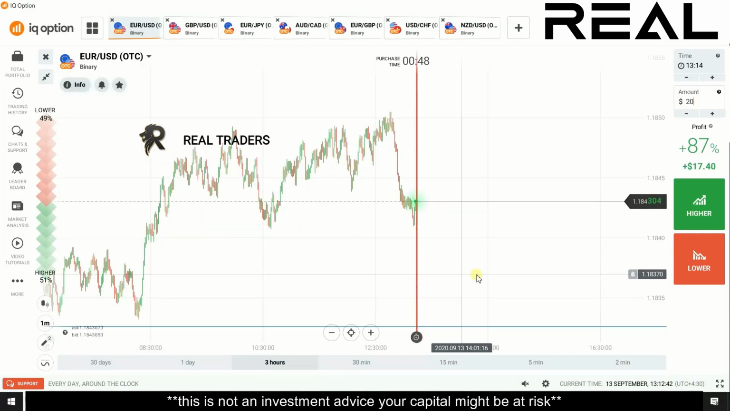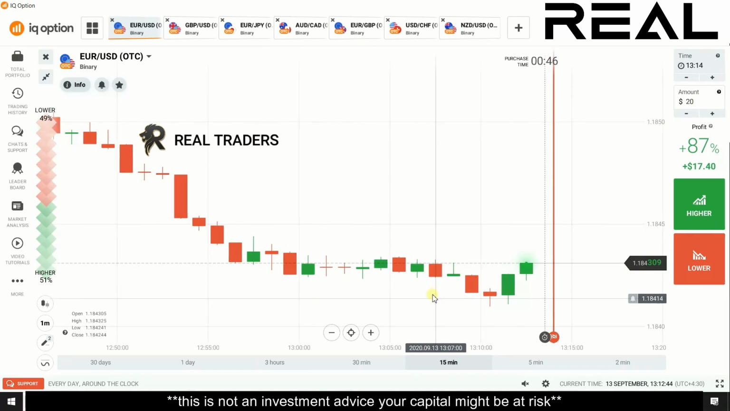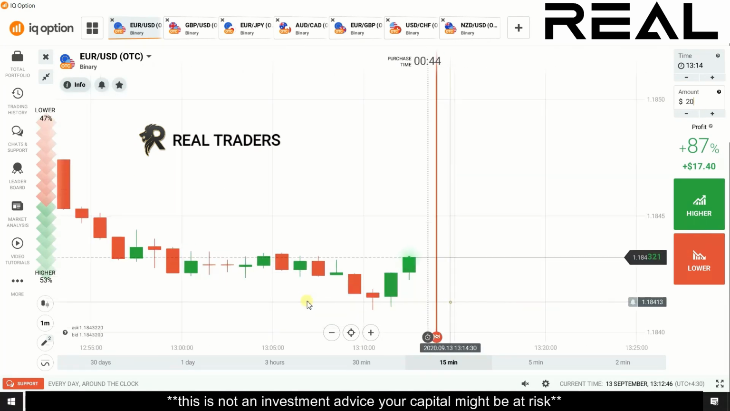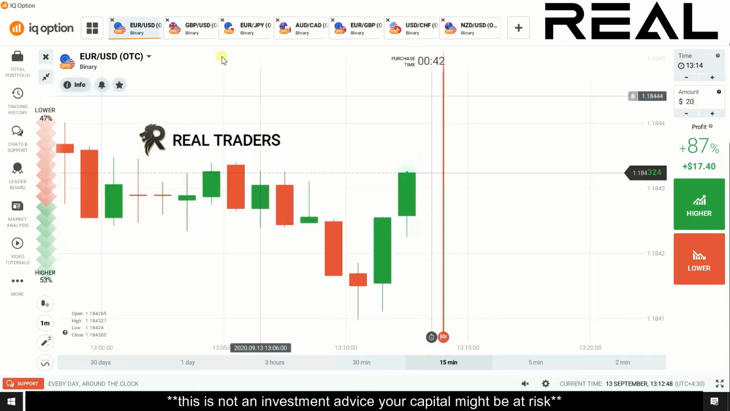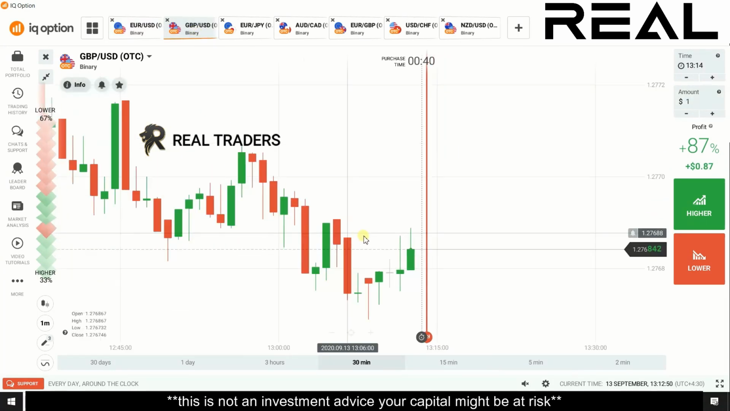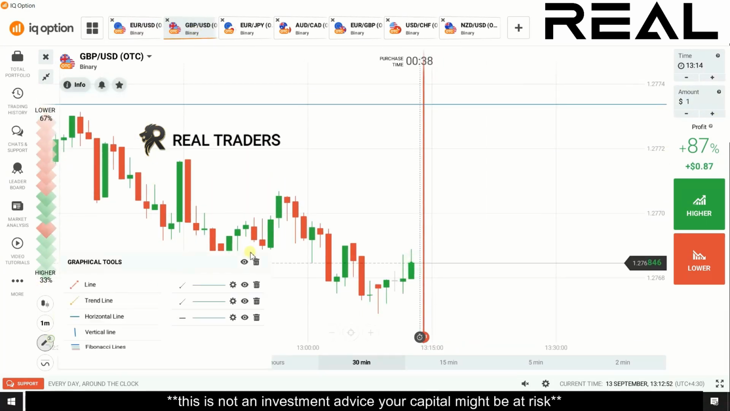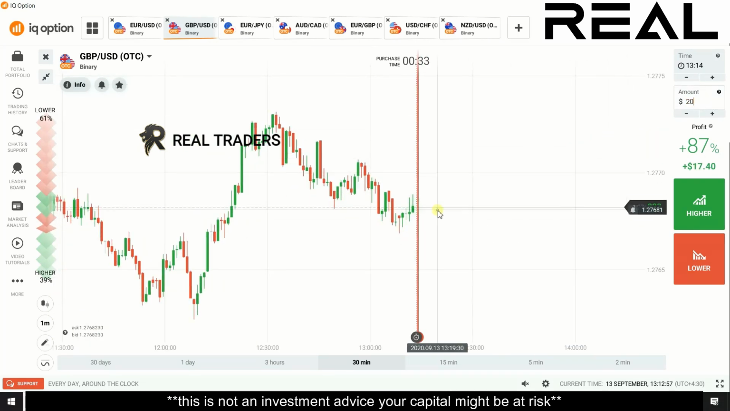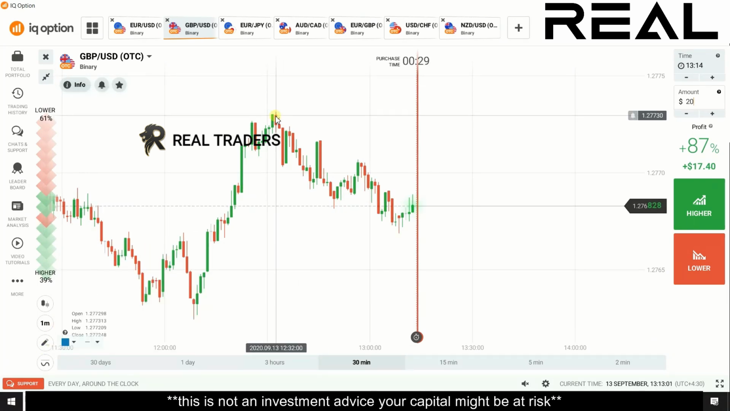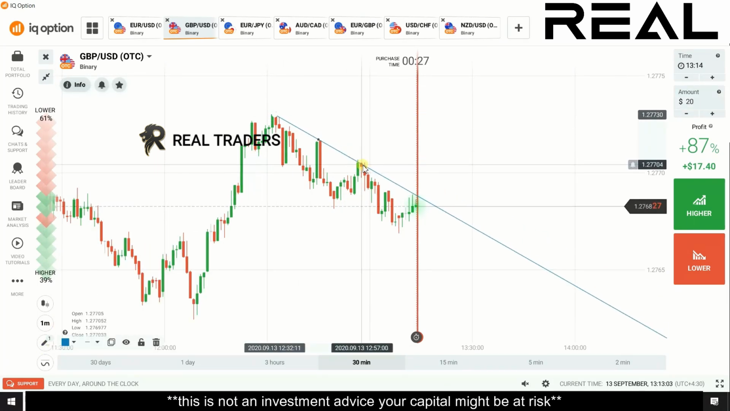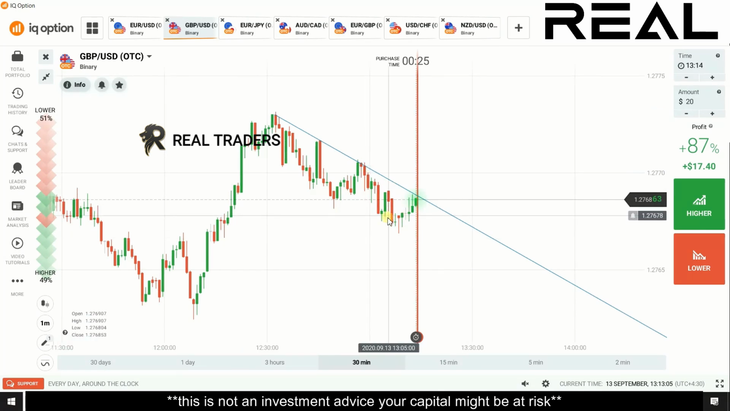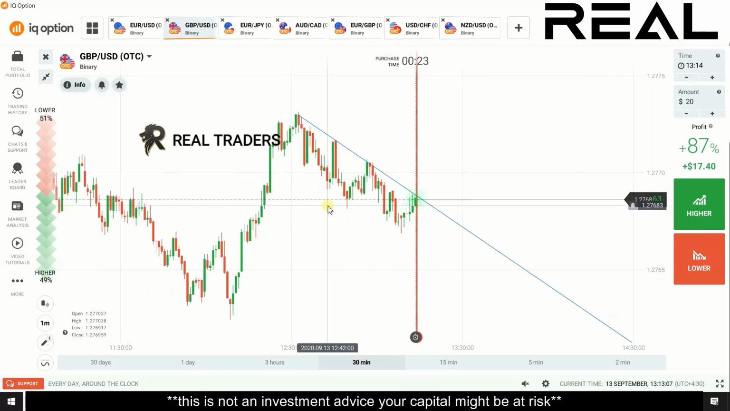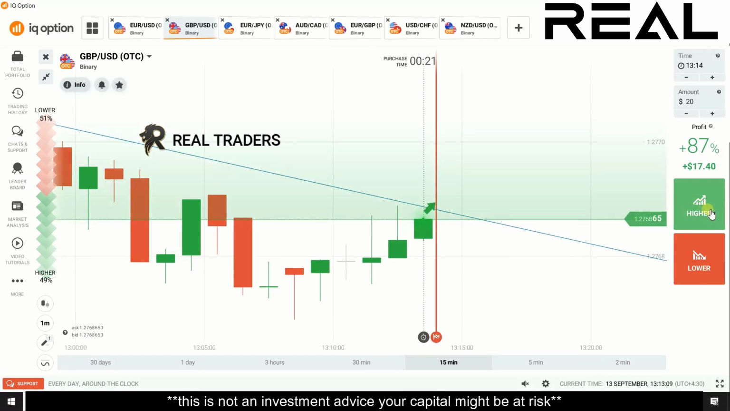Okay, here the market is going into the consolidation area. You can see here, so it is not a good trade here. So let's try another chart. Okay, here the market is going down. If you draw a trend line, you can see there is a level. Okay, the market still didn't reach the level, so we can go with the buyers if the market rejects.